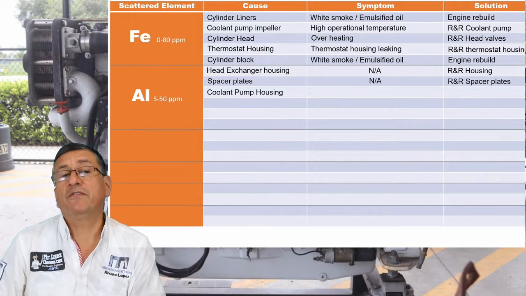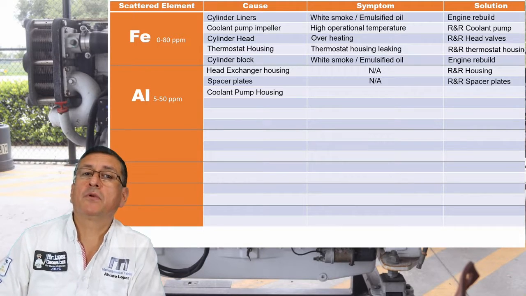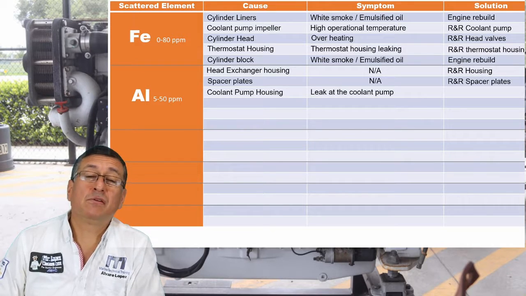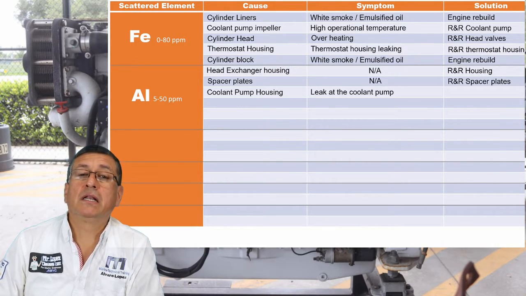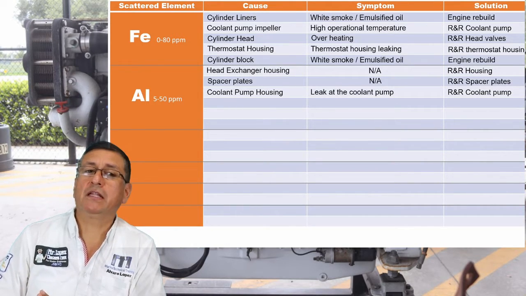Another possibility for aluminum is the housing of the coolant pump. Probably the coolant pump is aluminum, and once again you have a leak on the coolant pump. That's the normal symptom, and the solution is to replace the coolant pump. That's simple, it's not complicated.